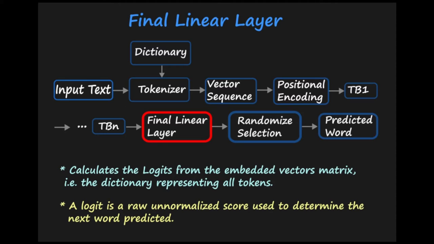Okay, now for the next thing, the final linear layer, this block right here. This layer calculates the logits, by which I mean the raw, unnormalized scores to determine the next word. Final here means that this is where we get the max value output token that we've been seeking to predict. But as we'll see, it's probably not going to be the final choice, as we'll see a little bit later.